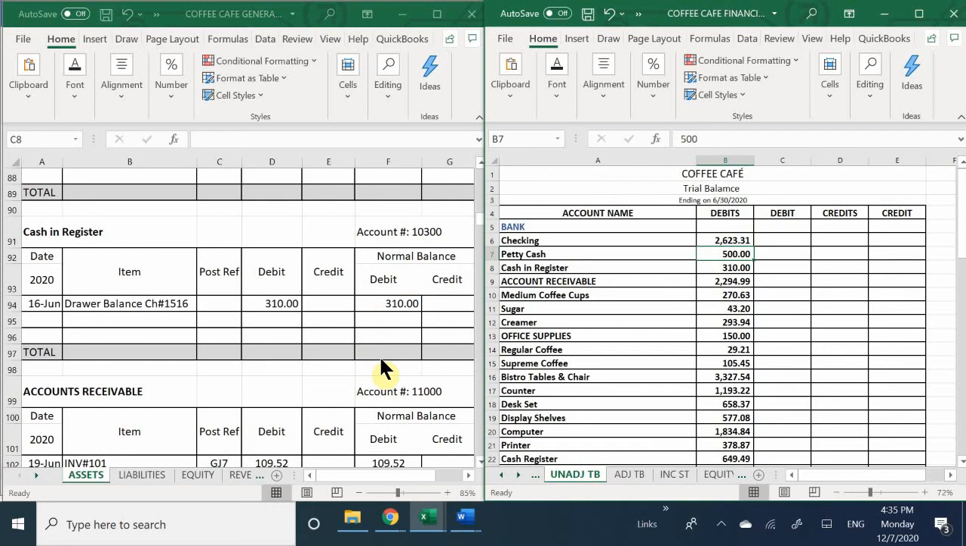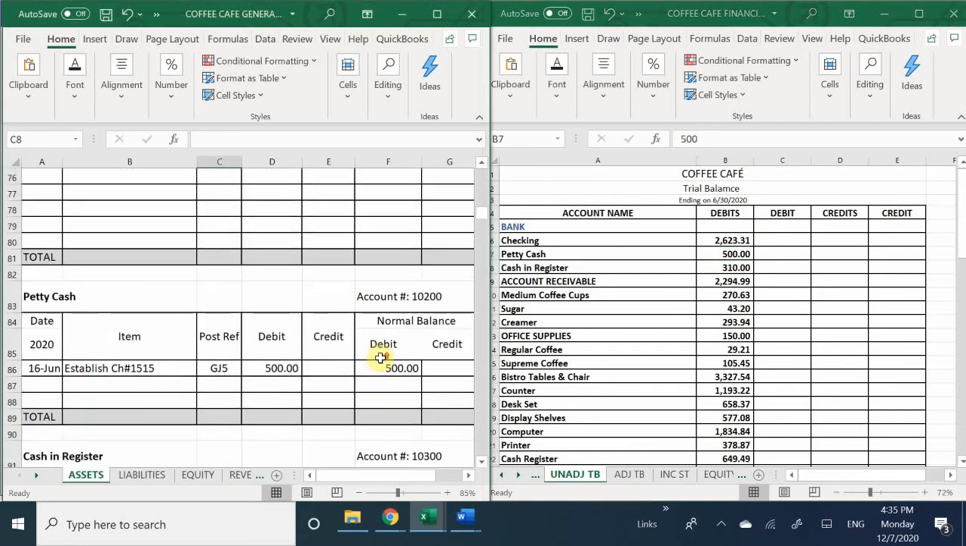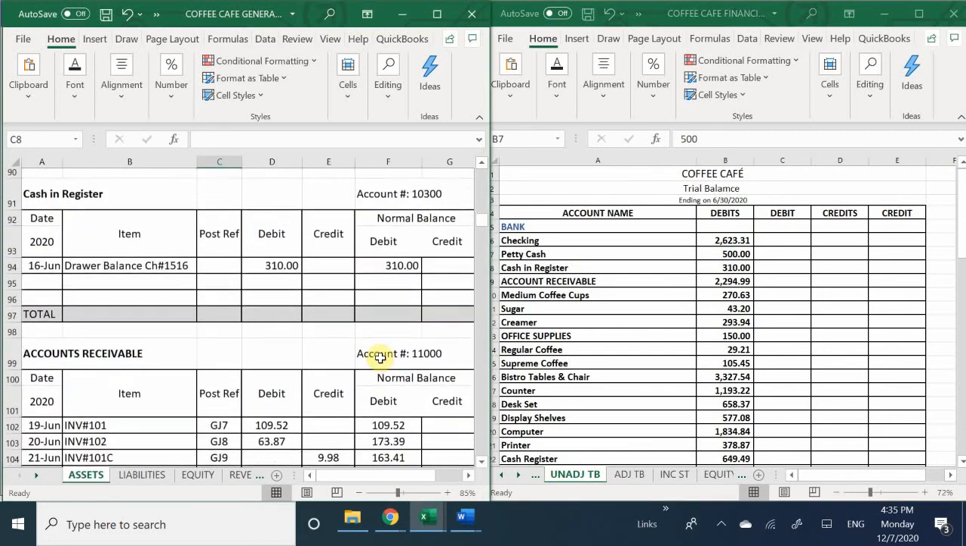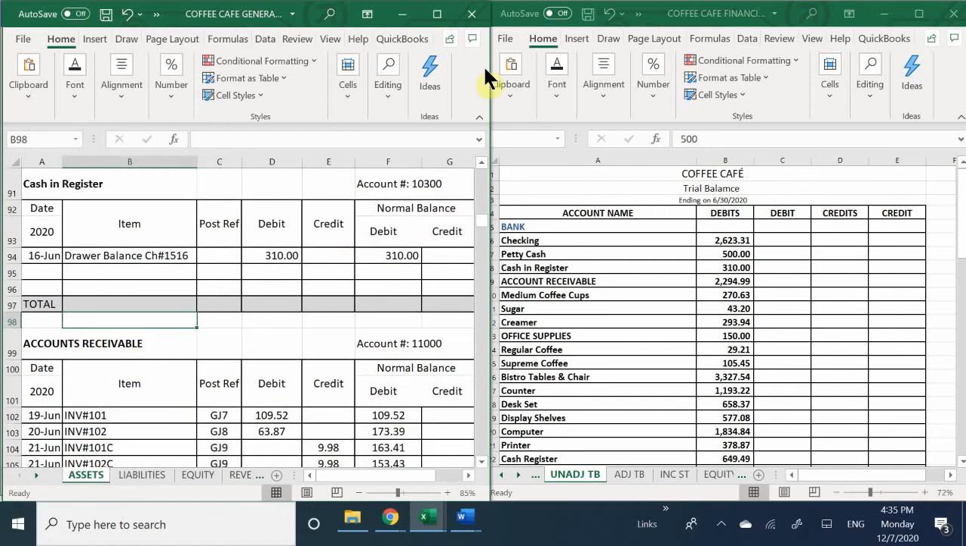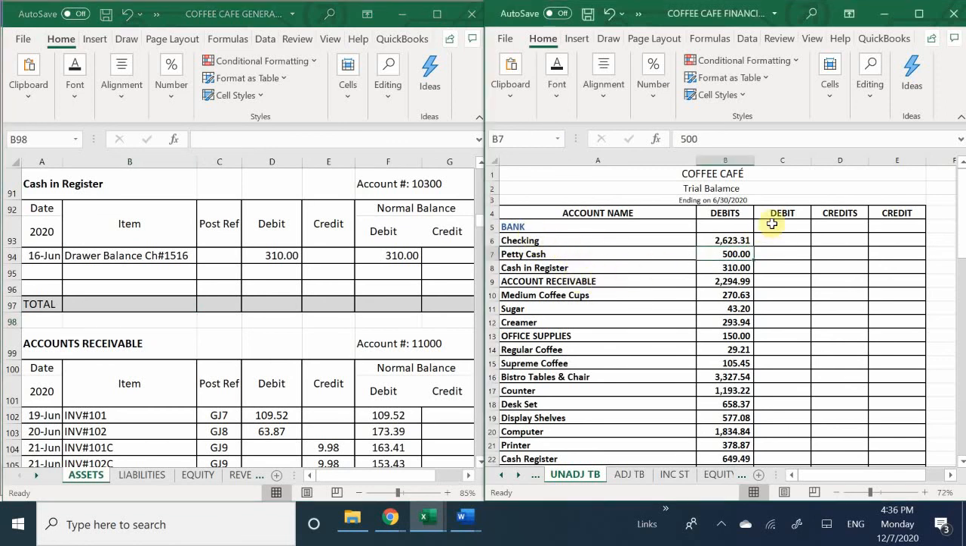Okay. So petty cash is still at 500, and cash in register is still at 310. Okay, so good. So now my next main account here is going to be accounts receivable. For now that I know that my bank main account is consisting of these three things, what I'm going to do is sum up my total here.